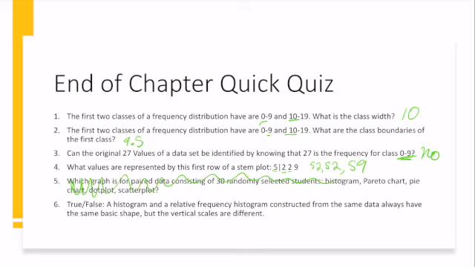Sorry, gang. True or false: a histogram and a relative frequency histogram constructed from the same data will always have the same basic shape, but the vertical scales are different. That's true. They're going to have the same shape, but the vertical scale for one is going to be frequency, and for the other it's going to be relative frequency.